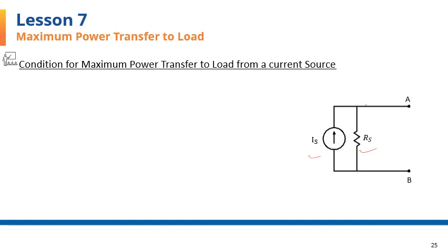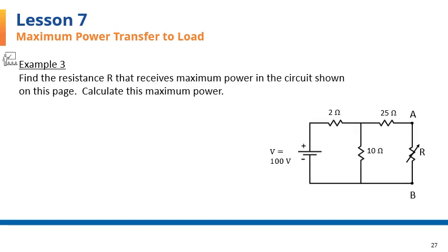The condition, not surprisingly, is quite similar to the case of voltage source. In other words, the power transfer to load is maximized when load resistance matches the internal shunt resistance of the current source. I'll work out an example. We'll repeat example 2, but we'll use the Norton equivalent circuit to find the answers. Norton theorem is covered in lesson 6.